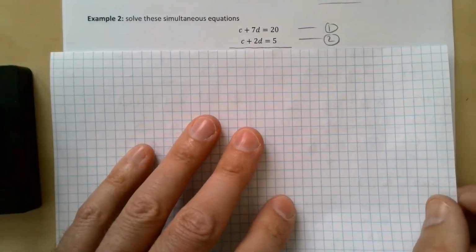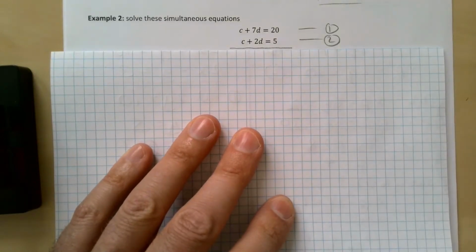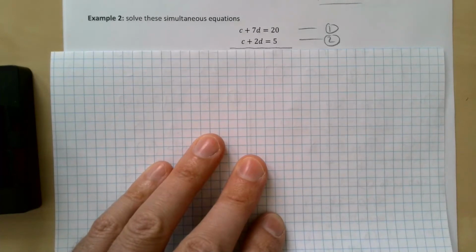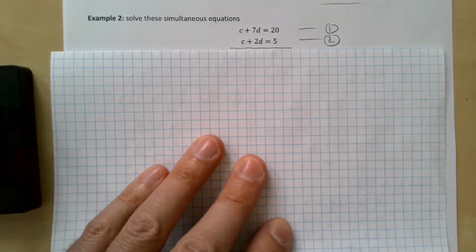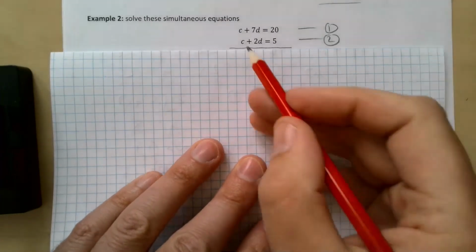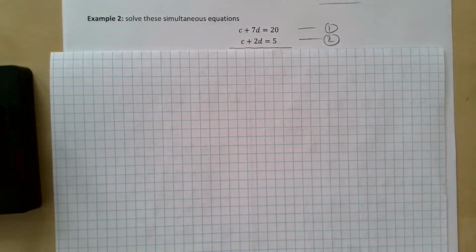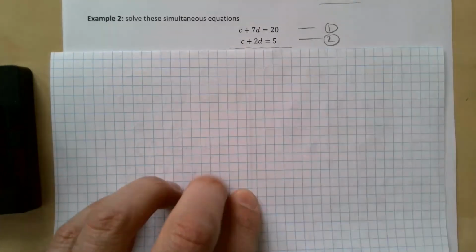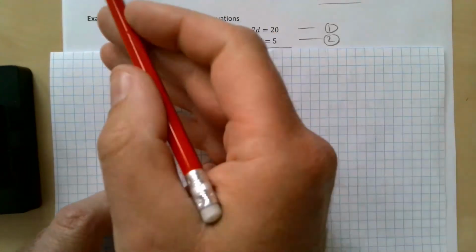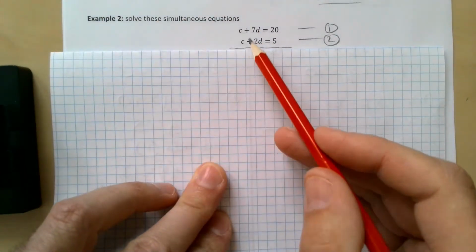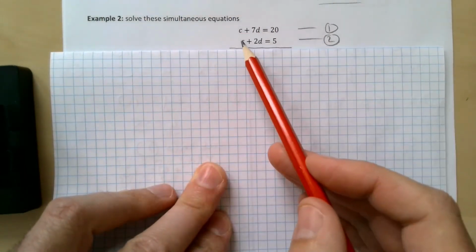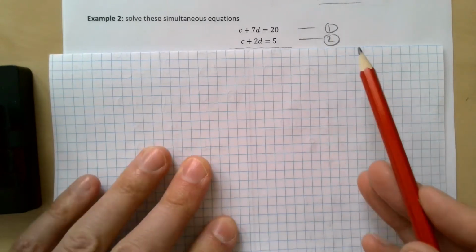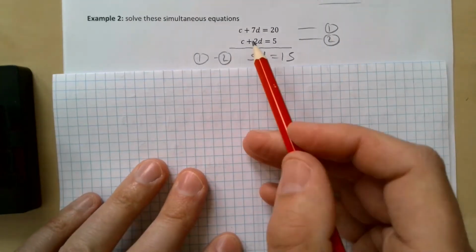c plus 7d is 20, and c plus 2d equals 5. First step as ever is number them 1 and 2. Next we want to make either the c's the same or the d's the same. Again, they're already the same, the c's are already the same here, so there's very little we need to do. For the ones we're trying to get rid of, that's the c's, if the signs are the same, we want to subtract. So we're going to subtract: 1 take away 2. This one's nice and straightforward.